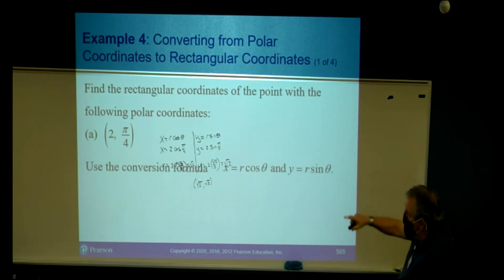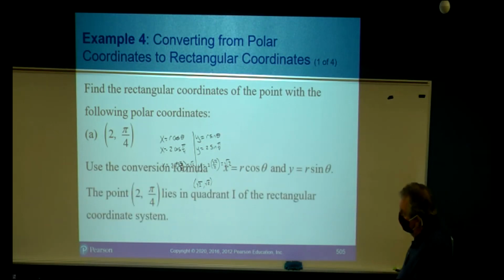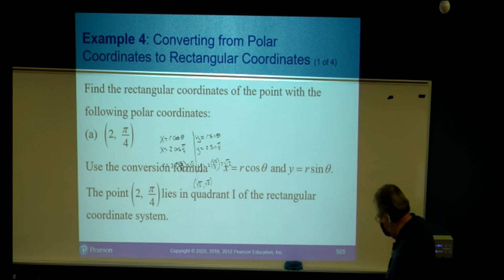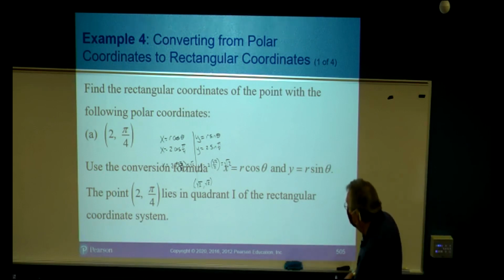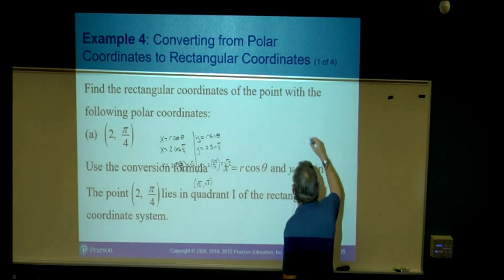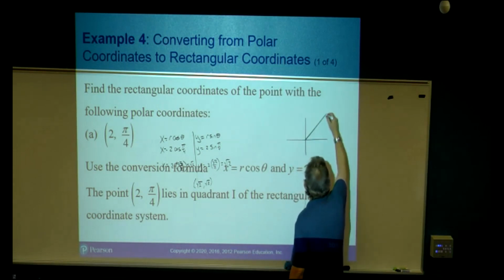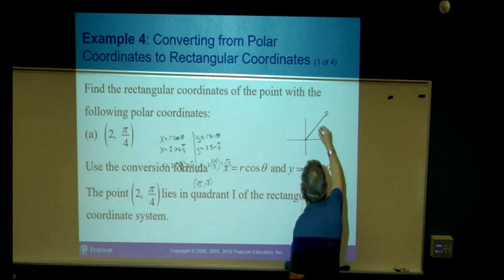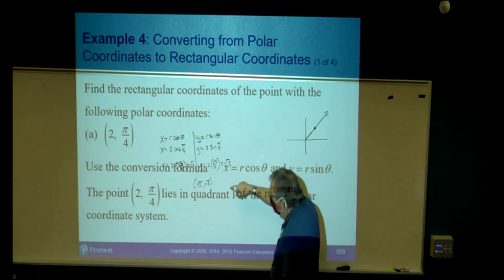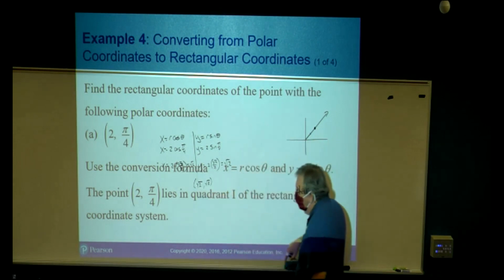So they're using the same conversion I did. Okay, this is something I didn't stress. I like to graph these things. Pi over 4 is this angle, and going 2 units out is here. So I'm in the first quadrant, so that means my x and y values are both going to be positive.